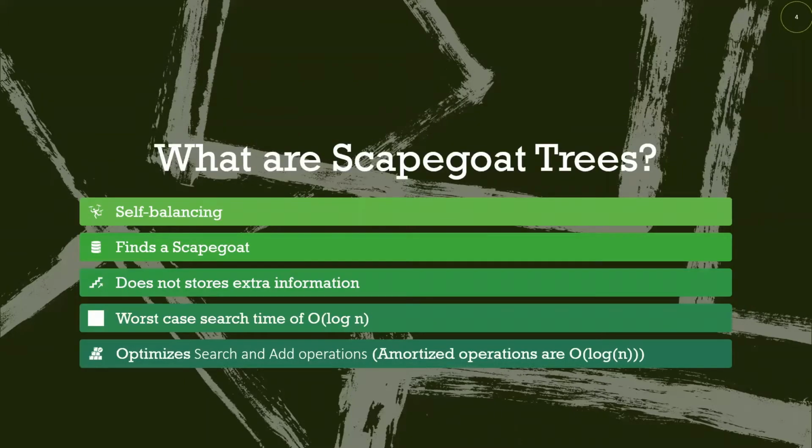Scapegoat trees are self-balancing binary search trees. This data structure uses the concept of a scapegoat, which literally means a person to blame when something goes wrong. Rather than using step-by-step rebalancing operations, it finds a scapegoat and rebuilds the entire subtree rooted at the scapegoat. Scapegoat trees do not store any extra information, like red-black trees storing colors. Scapegoat trees have a worst-case search time of O(log n) and amortized O(log n) insert and delete time.